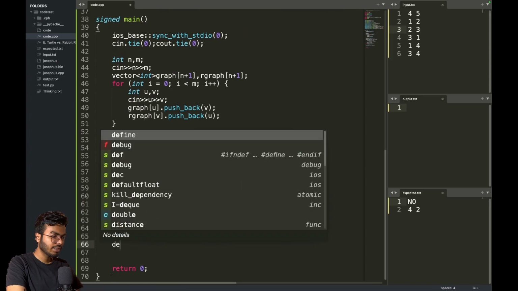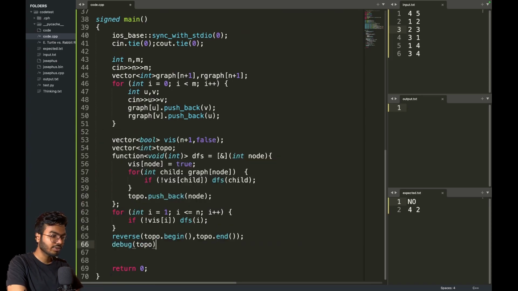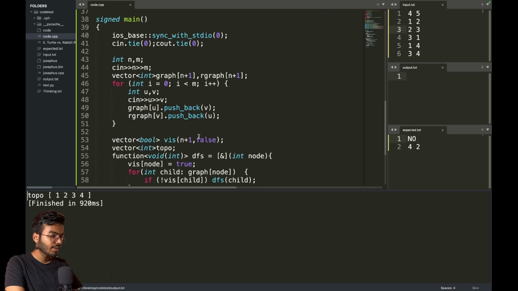So let's try to debug the topological sort, just so I know that it is working. The topological sort is 1, 2, 3, 4. 1 should come before 2, 2 should come before 3, 3 should come before 1.